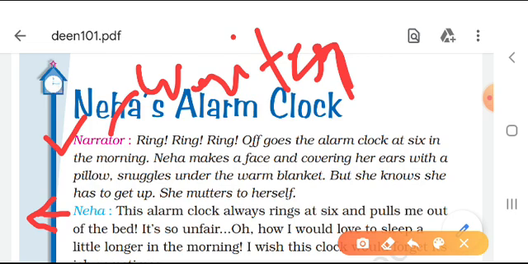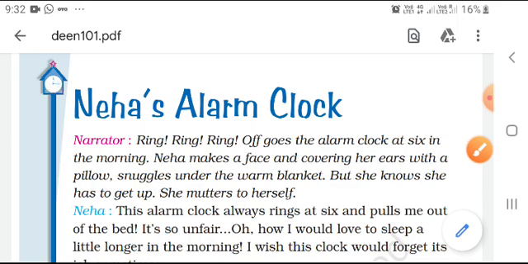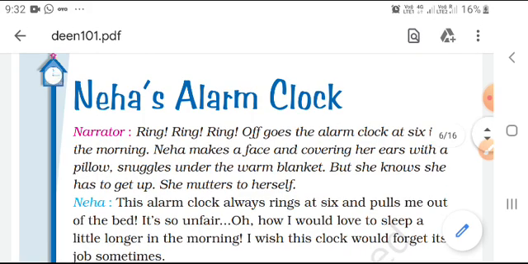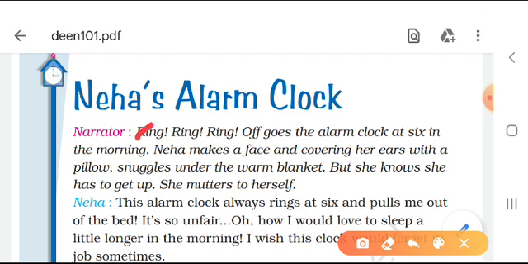So now we are going to recite word by word. The first line, narrator: Ring, ring, ring. It is a sound. Off goes the alarm clock. Off goes the alarm clock at 6 in the morning.